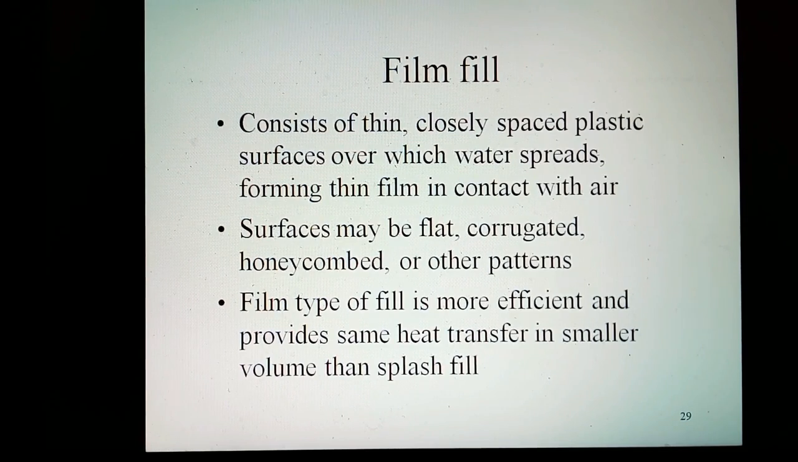Film fill consists of thin, closely spaced plastic surfaces over which the water spreads, forming a thin film in contact with the air. These surfaces may be flat, corrugated, honeycombed, or other patterns. The film type of fill is the more efficient and provides the same heat transfer in a smaller volume than the splash fill.